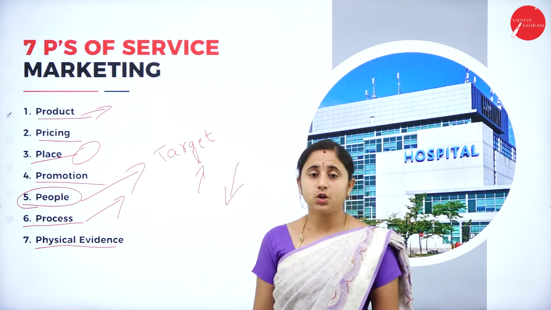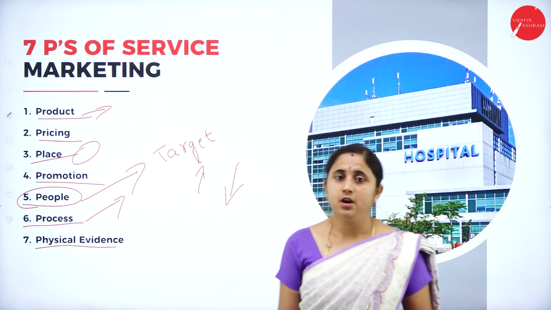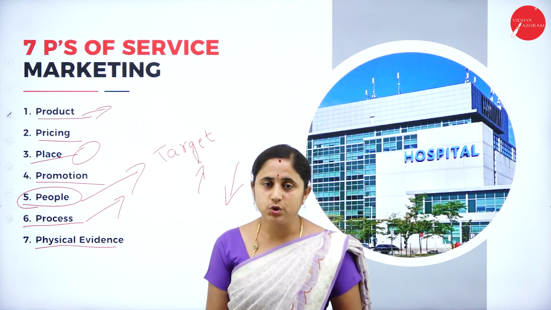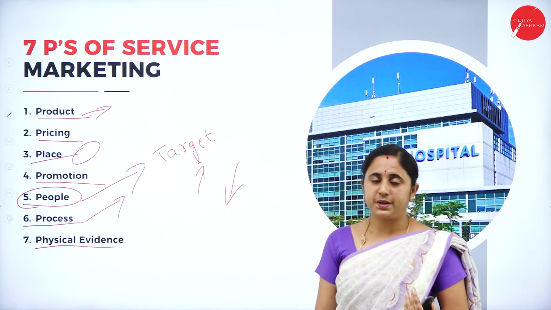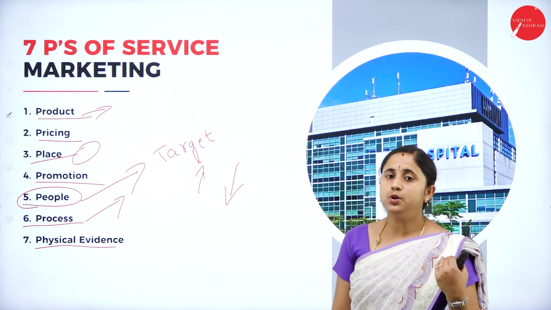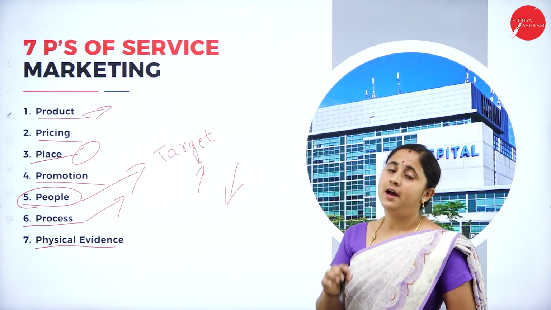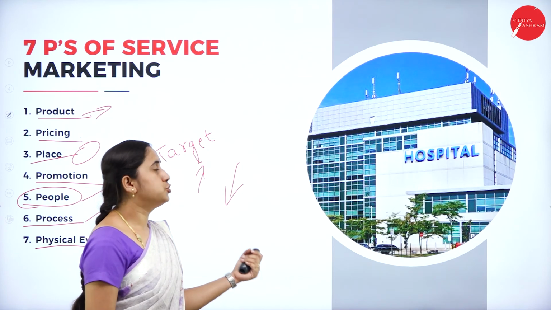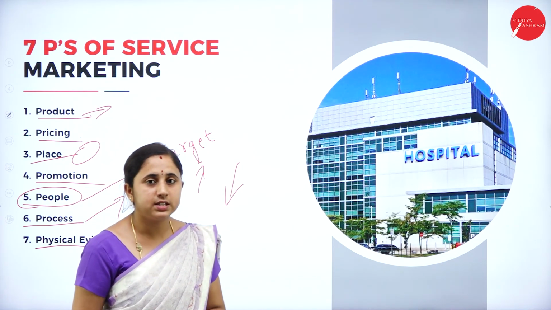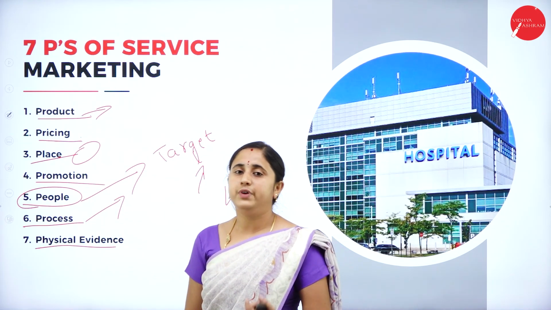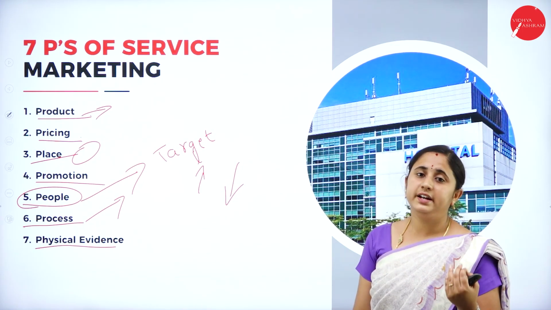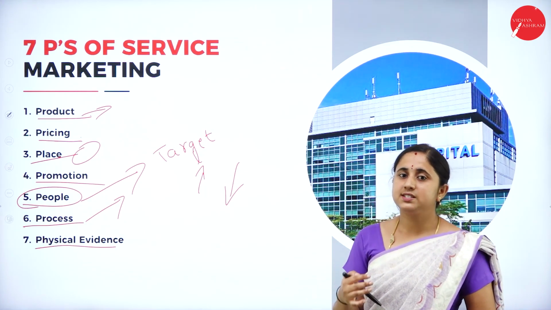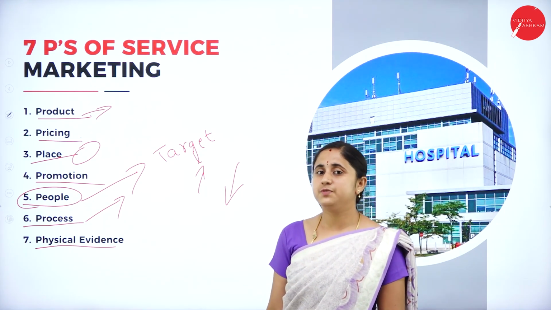For example, the hospital or hotel industry, all this comes under service marketing. They render service for the consumers. In return, they expect some value or money, and they render services. Here it is an intangible attribute. You cannot see, feel or touch the services. It is an intangible attribute, and the consumer will use those services. This is all about the 7 P's of service marketing.